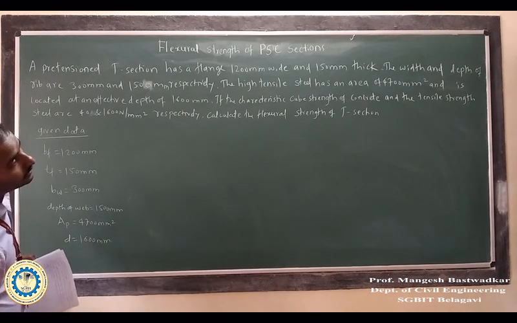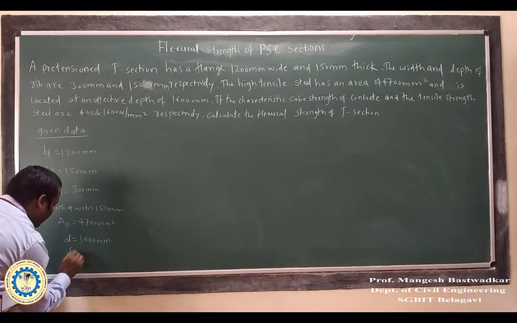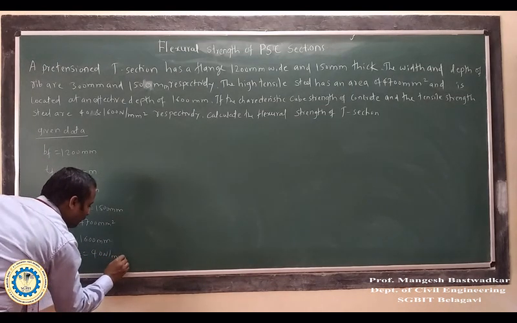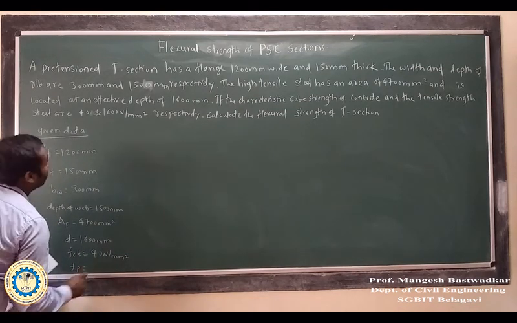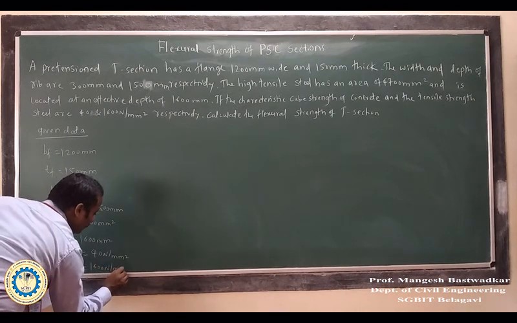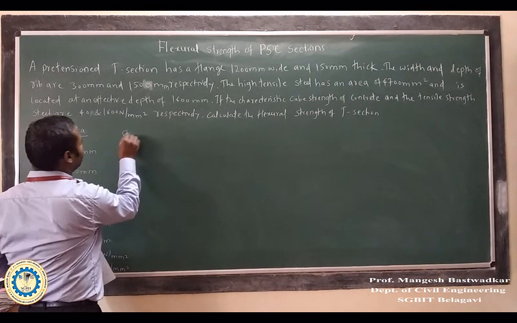Then the characteristic cube strength is given. It is FCK 40 Newton per mm square. Then FP, characteristic strength of steel, is given as 1600 Newton per mm square. Okay, now we will solve this problem.